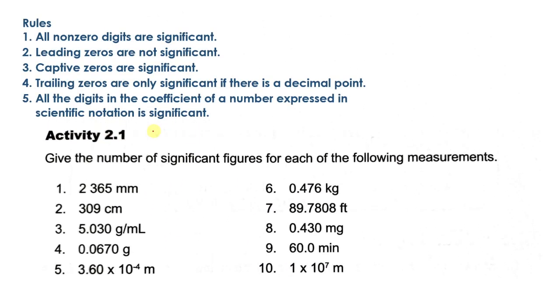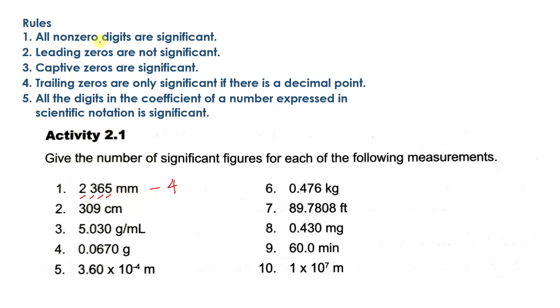So let's count the number of significant figures in each of the following measurements. Again, these are the rules. These have been discussed in the previous lecture videos. Let's start with number 1, 2,365 millimeter. In this case, all the digits are non-zero. And again, all non-zero digits are significant. So all of them will be counted as significant. So on number 1, there are 4 significant figures.